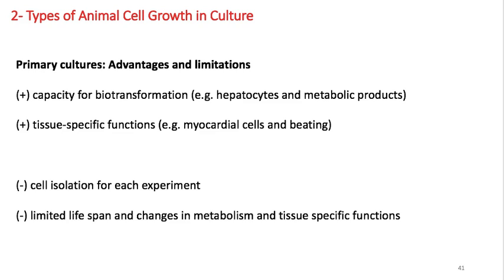The second advantage of primary culture is the retention of tissue-specific functions. So, for example, primary culture of myocardial cells consisting of synchronously beating cells in vivo. When cultured in vitro, if these cells are exposed to cardiotoxic molecules, arrhythmia and cessation of beating were observed.